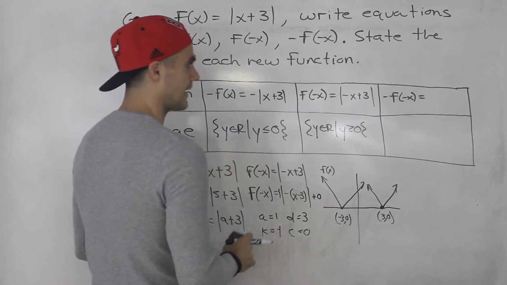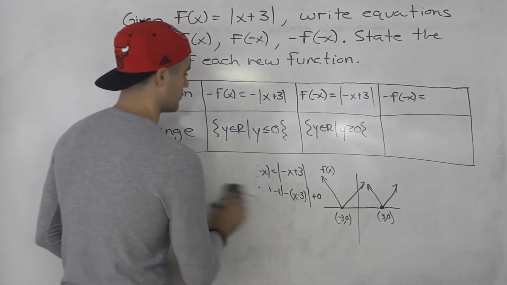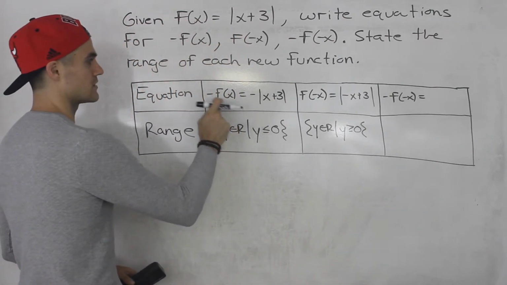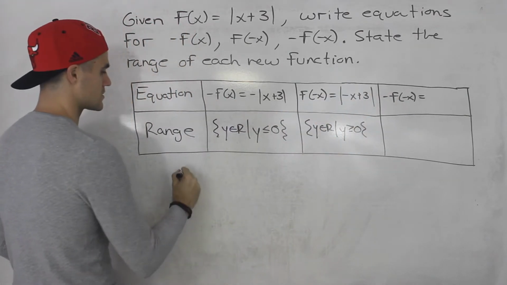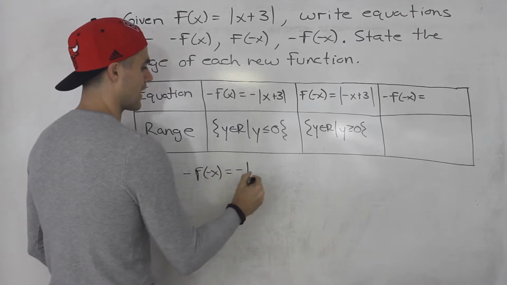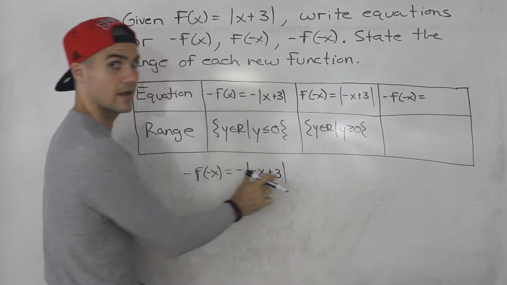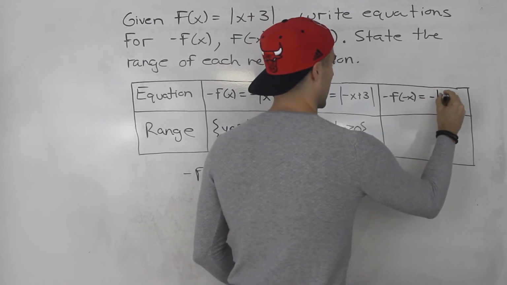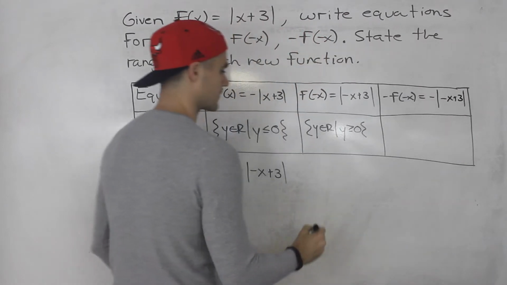Okay, and then negative f of negative x. We are basically just combining both transformations from both of these. So we got the negative f of x, then we got the f of negative x. So they're combined in one. So basically, for negative f of negative x, the negative would go in front of the absolute value, and then we would sub in negative x for the x in the absolute value function. So that's what the answer here would be. It would be negative absolute value of negative x plus 3.